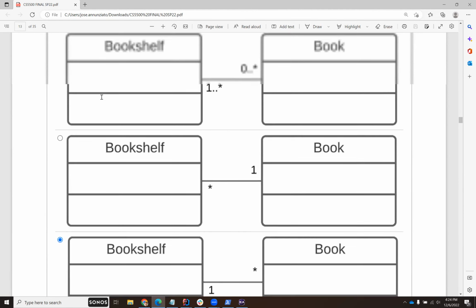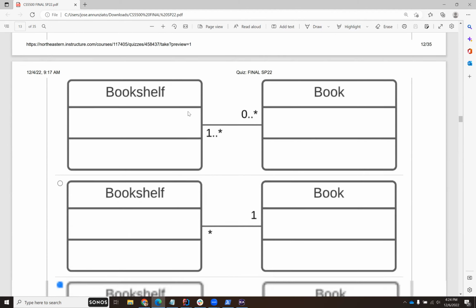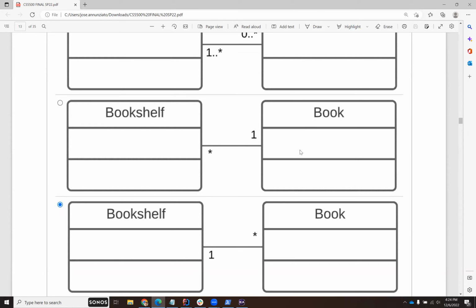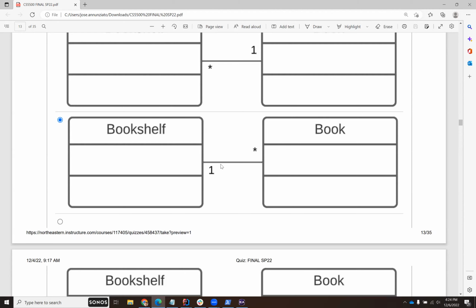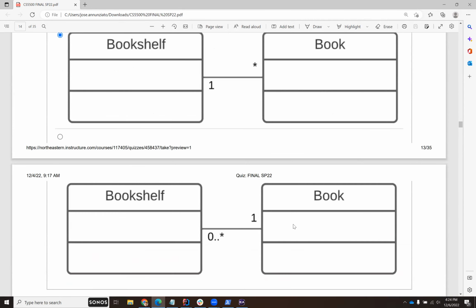Also some documentation questions. Say I am given this use case: a bookshelf can have several books. So one bookshelf can have multiple books, which sounds like a one-to-many. I think there was an error in this question. This is a many-to-many, so that's right. This looks like one book can have many bookshelves. That makes no sense. Here's a bookshelf that has many books, so that's the right answer. There's nothing wrong with this question.